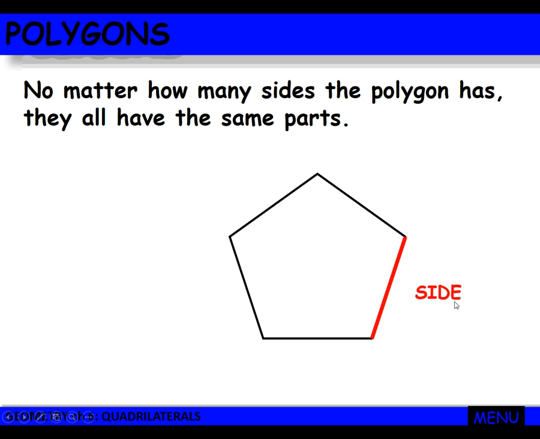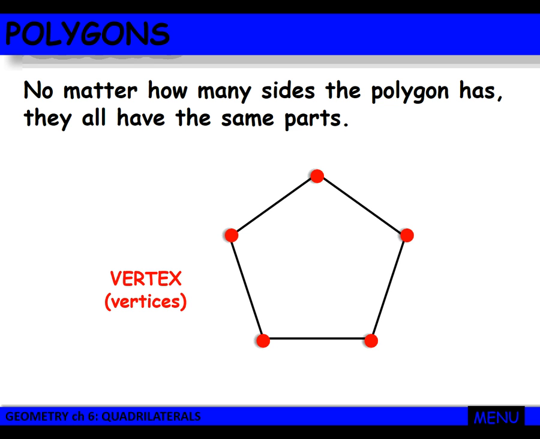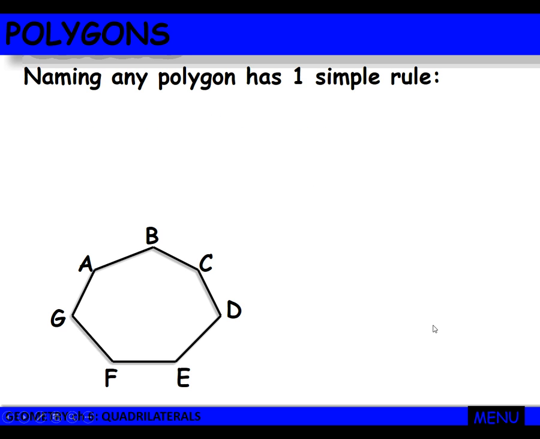Okay, now, every polygon has the same couple parts. We have the sides, which are the segments that make up the edges of the polygon, and the corners, which we call vertices. Each corner is a vertex. If you have more than one of them, it's vertices.